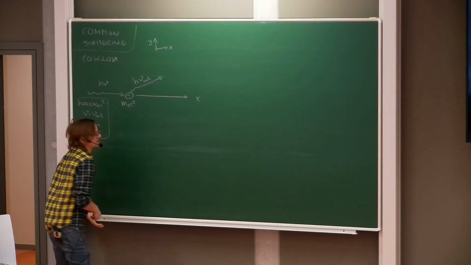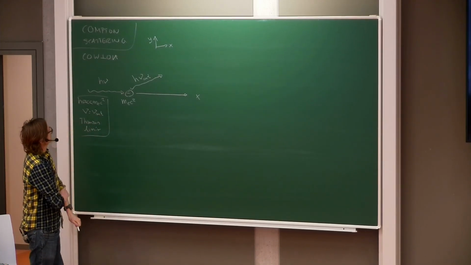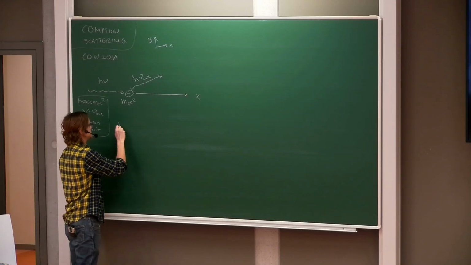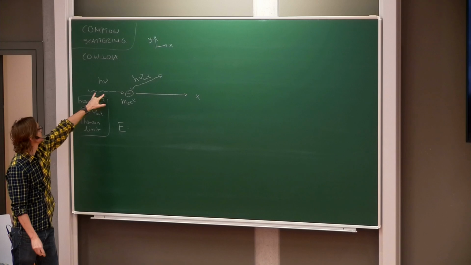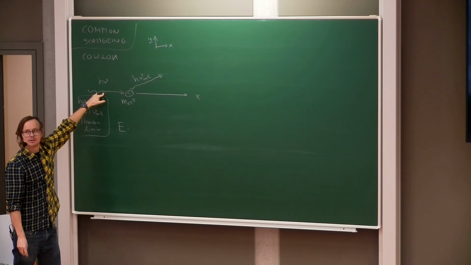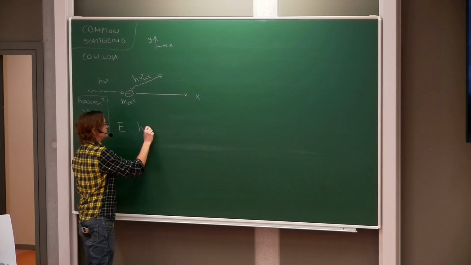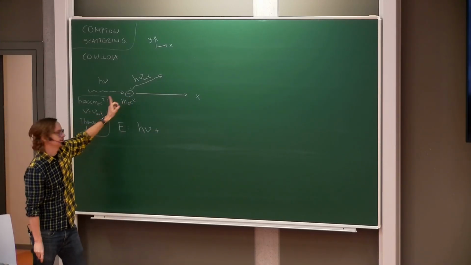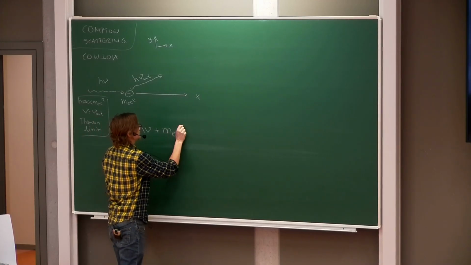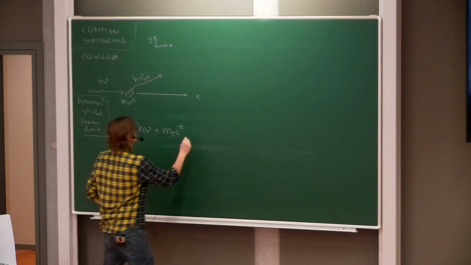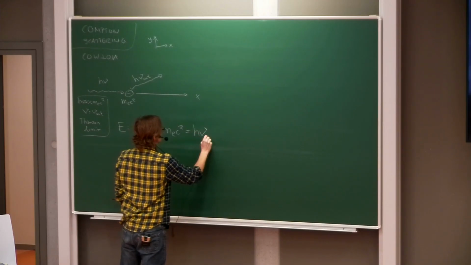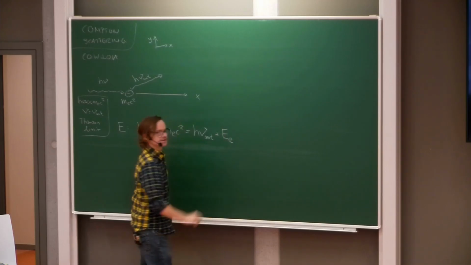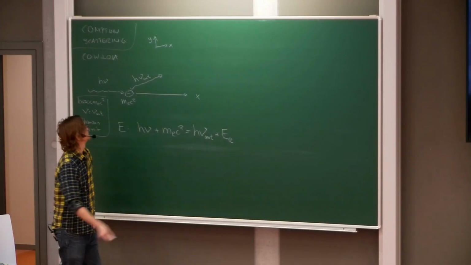All right, so that was, so to say, the setup. Now let's set up the system. We're going to consider energy conservation. Before collision, we have h nu, plus we're going to assume that the electron is at rest in the beginning, so it just has its rest mass energy. After, we have the photon energy h nu out. But now we're going to assume that the electron can have some kinetic energy as well.